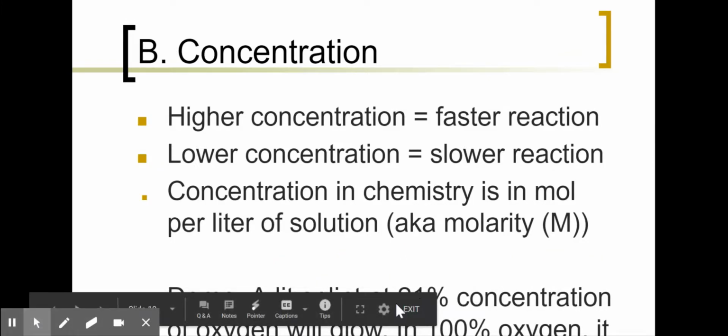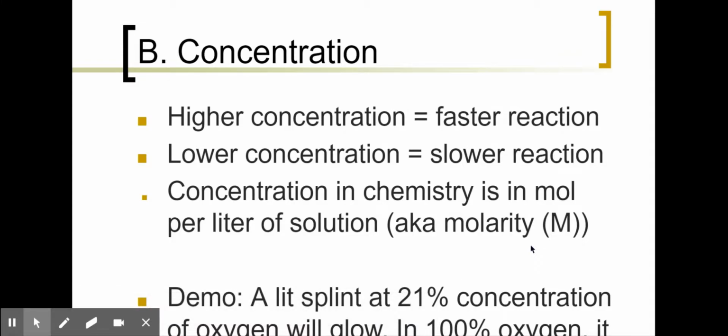A good example of concentration and a reaction is if you take a piece of wood, a wood splint, a stick of wood, and light it at 21% oxygen, which is what we live in in our atmosphere. It'll glow, but if you put it in 100% oxygen, the thing will just light up like crazy. So that's a good example of that happening.